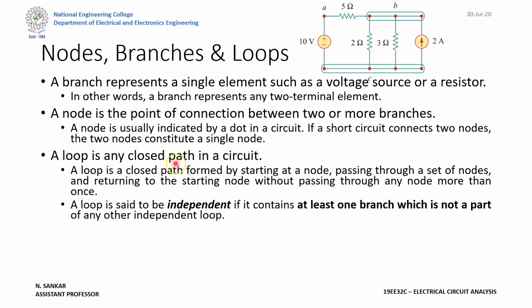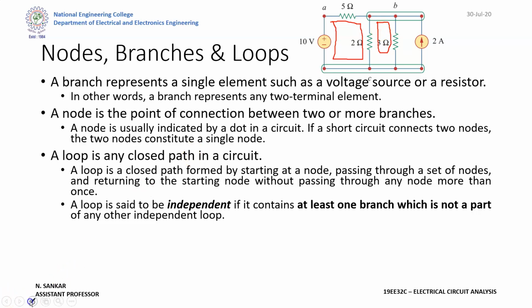Next, what is a loop? A loop represents a closed path. For example, the starting point and ending point should be the same. So here we can draw a loop starting from A, then to B, and from B back to this point, and then it is closing. So if in any circuit we have a closed path, then that can be considered as a loop. Similarly, if you take the path between the 2 ohm and 3 ohm, it forms a closed path, where the starting point and ending point are the same, so that will be considered a loop.